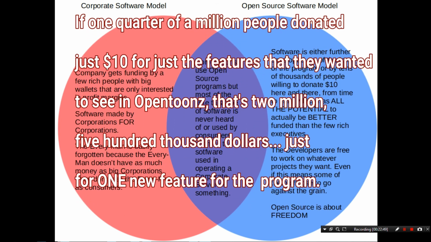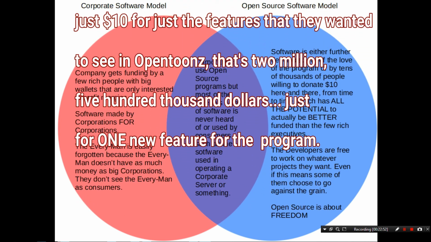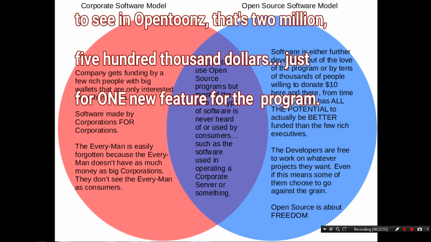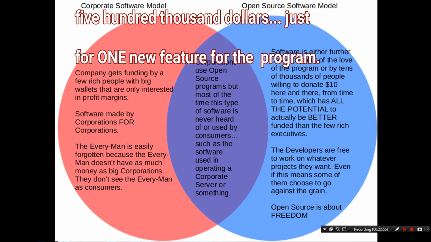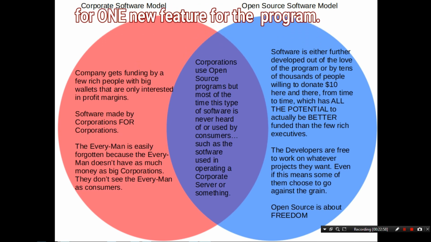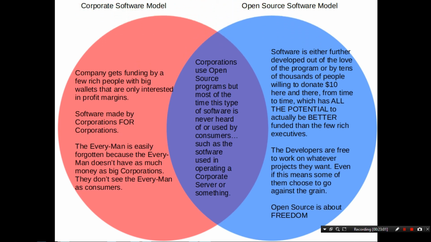But anyways, with the open source model, the developers are free to work on whatever projects they want, even if this sometimes means that they go against the grain a bit. But that's the thing. Open source is about freedom. And if you ever have used Linux before, you understand exactly what I mean by developers going against the grain, where they make a program that operates under some obscure sort of open source ecosystem that kind of messes around with things. But anyway, so you get the idea.